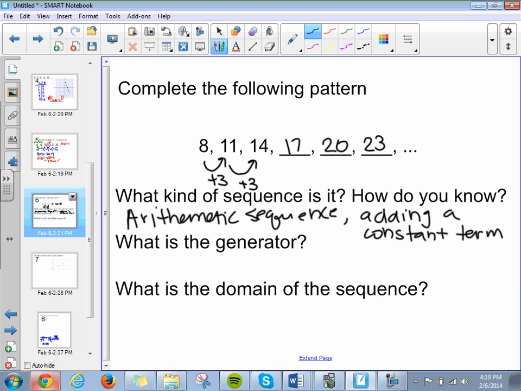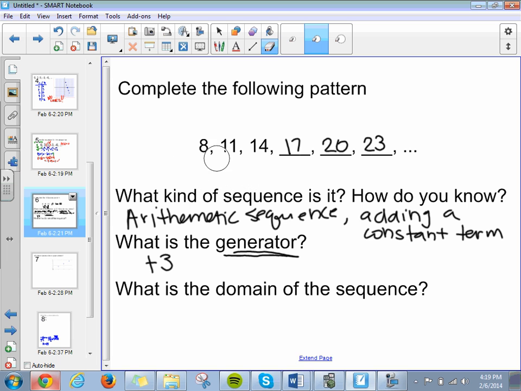Where we have a common difference of +4. What is our +3, sorry. When they say what is the generator, they're talking about what's the pattern, what's our common difference. We've got a generator of +3. And finally, here's the big question, the money question. What is the domain of this sequence?